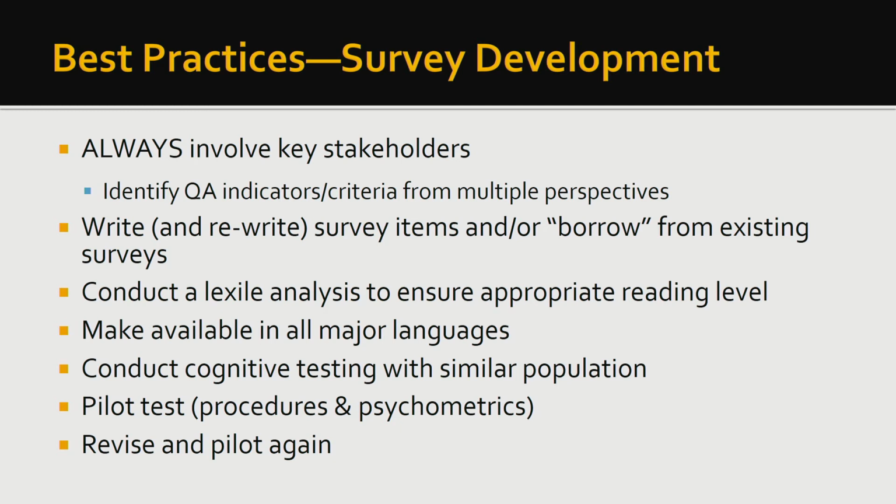Need to make it available in all major languages so as to reduce selection bias. You need to conduct cognitive testing with a similar population. You need to do pilot testing for both the psychometrics, but also for the survey procedures to make sure that you can administer the survey efficiently without too much burden on staff. And you need to revise and pilot again, and maybe again, if the psychometrics don't work out.